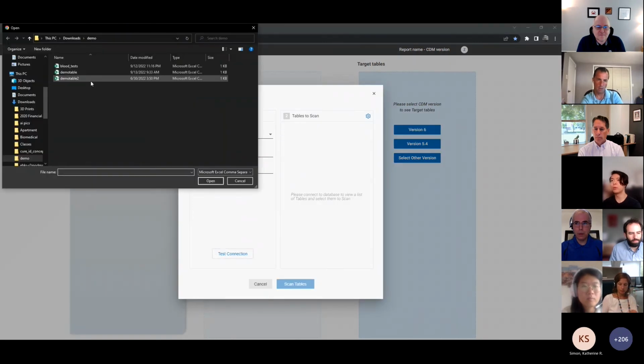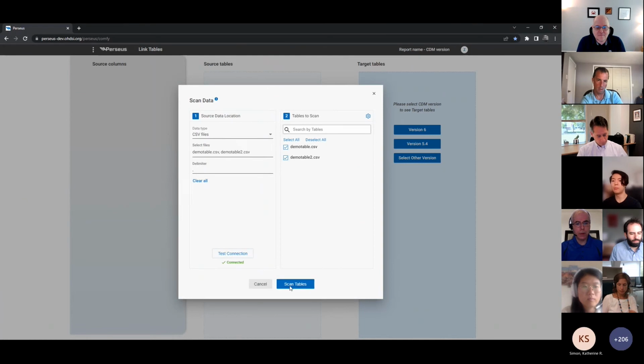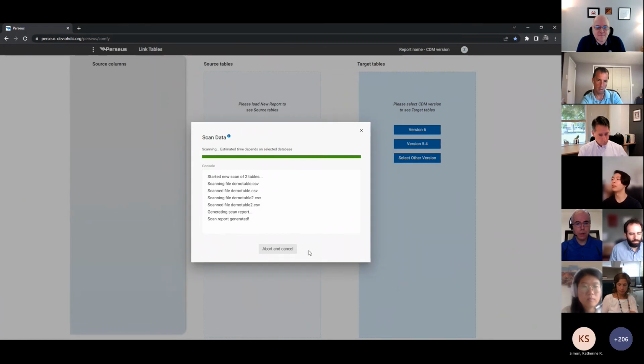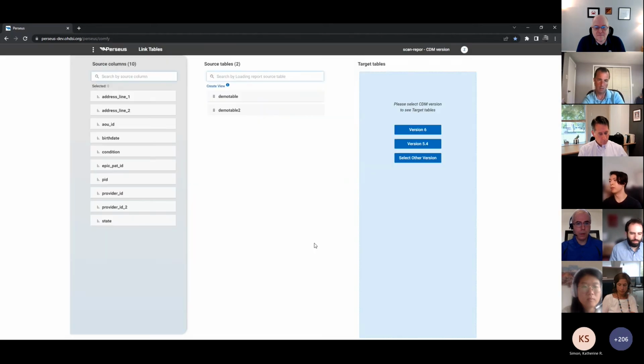So I'm going into my desktop and opening some CSVs. What this is doing is importing the actual schemas and the column layouts for this data. We're going to link the tables, and we can see these two tables and the columns featured within them. These are just for demonstration purposes, but we have an address line, a birthday column, a patient identifier, and some other dummy data.